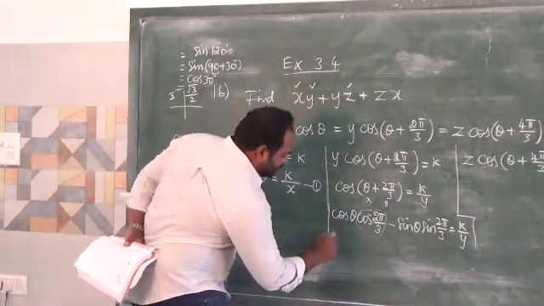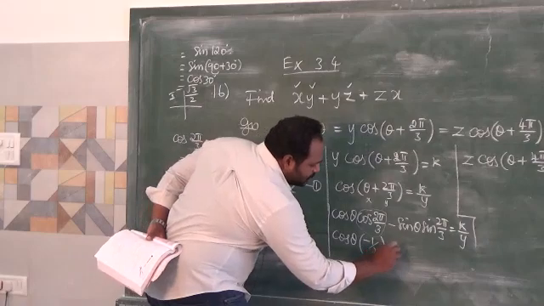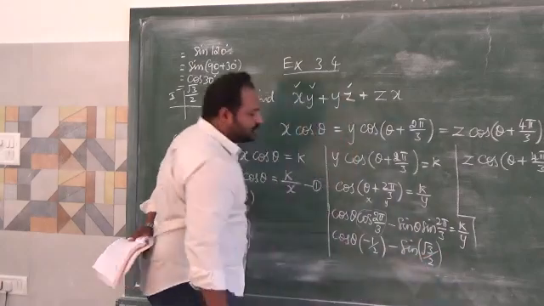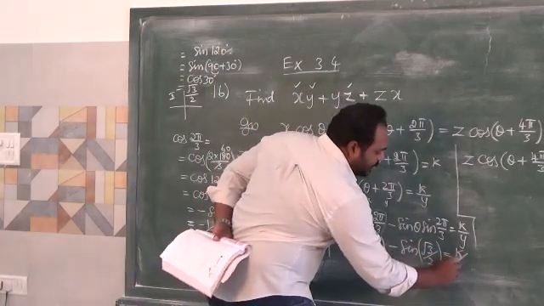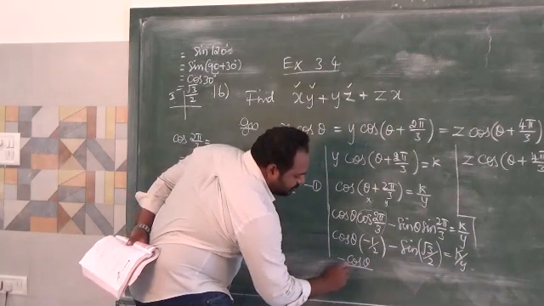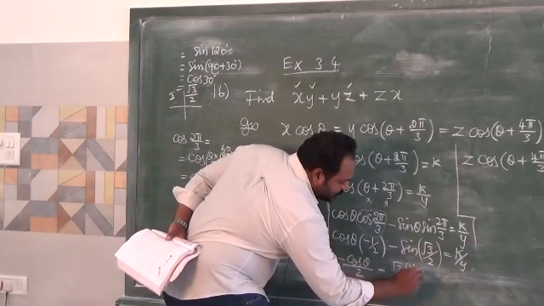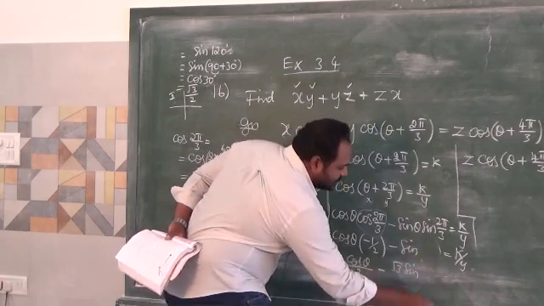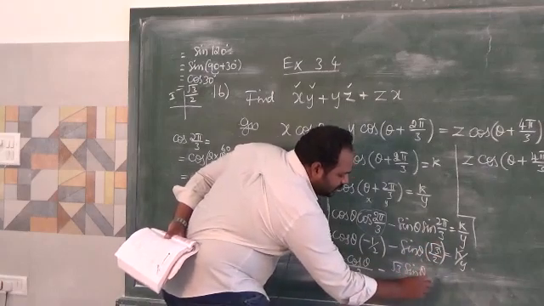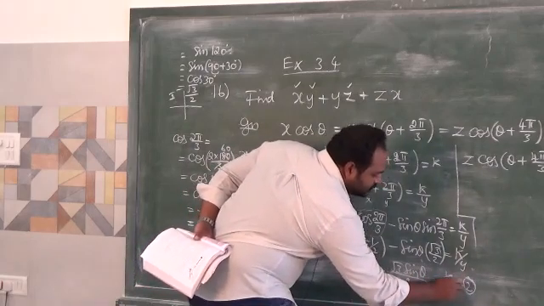Now I am going to apply here: cos theta into minus 1 by 2 minus sin theta into root 3 by 2 equal to k by y. This can be written as minus cos theta by 2 minus root 3 sin theta by 2 equal to k by y. Take it as 2.